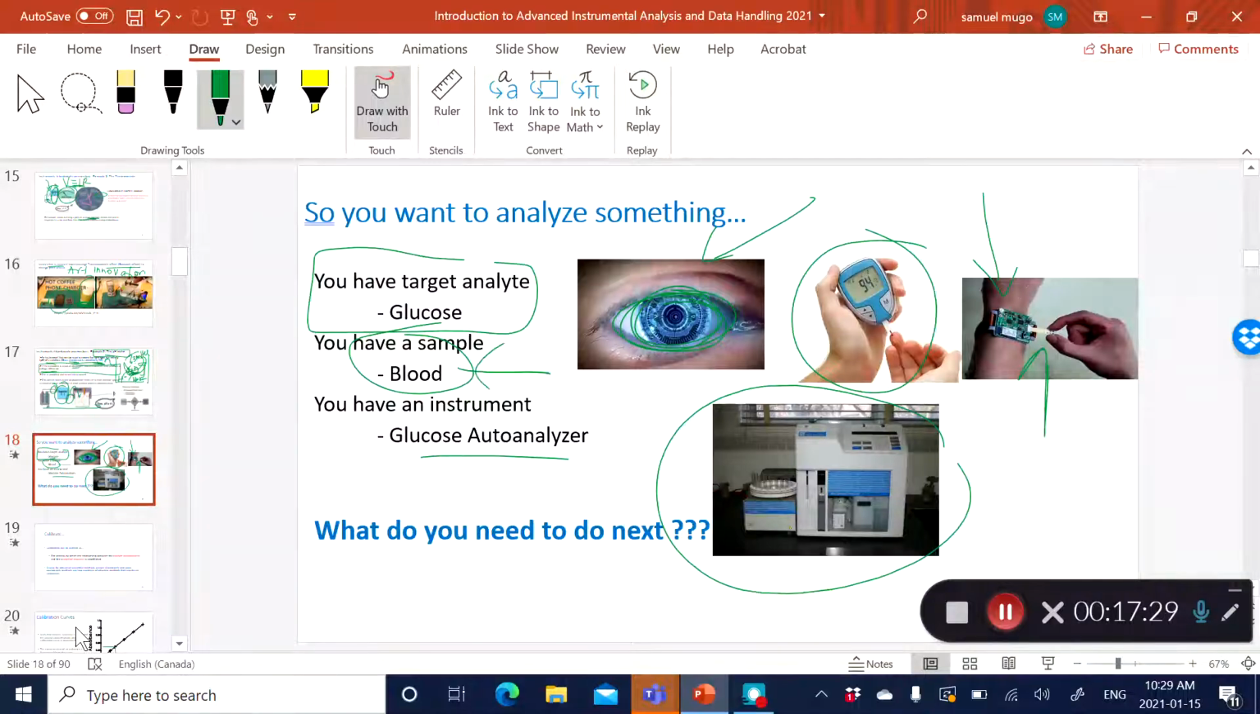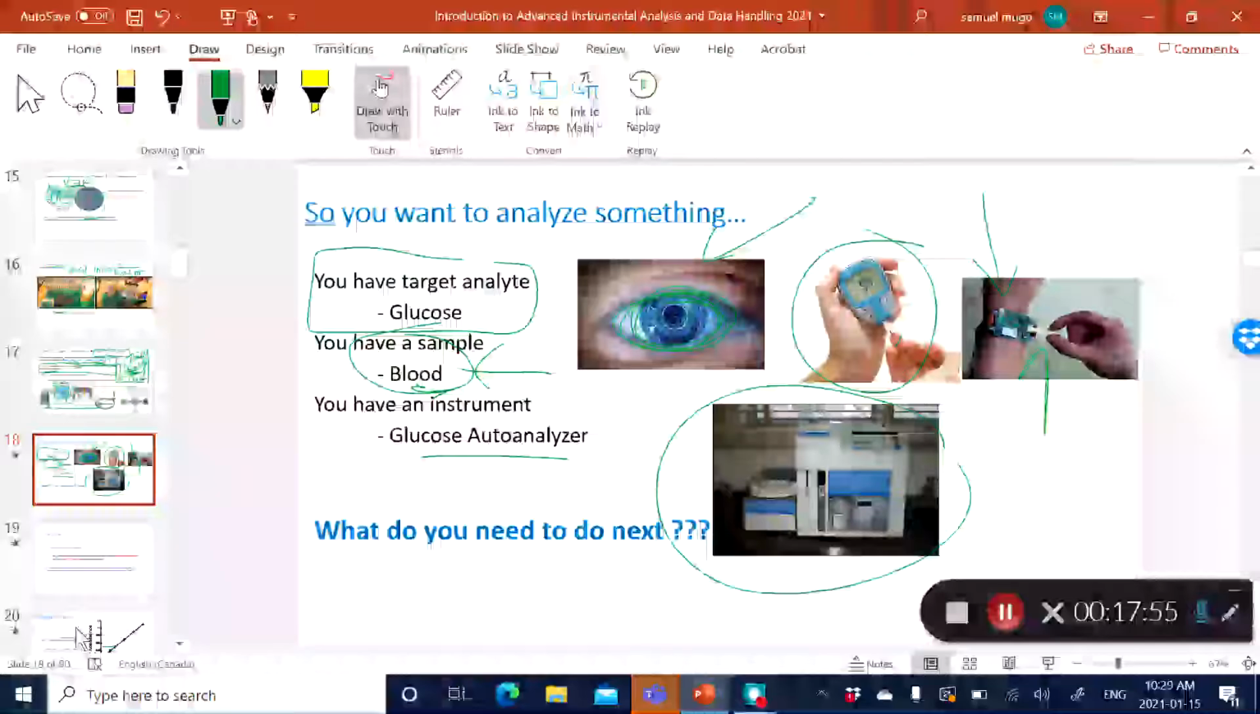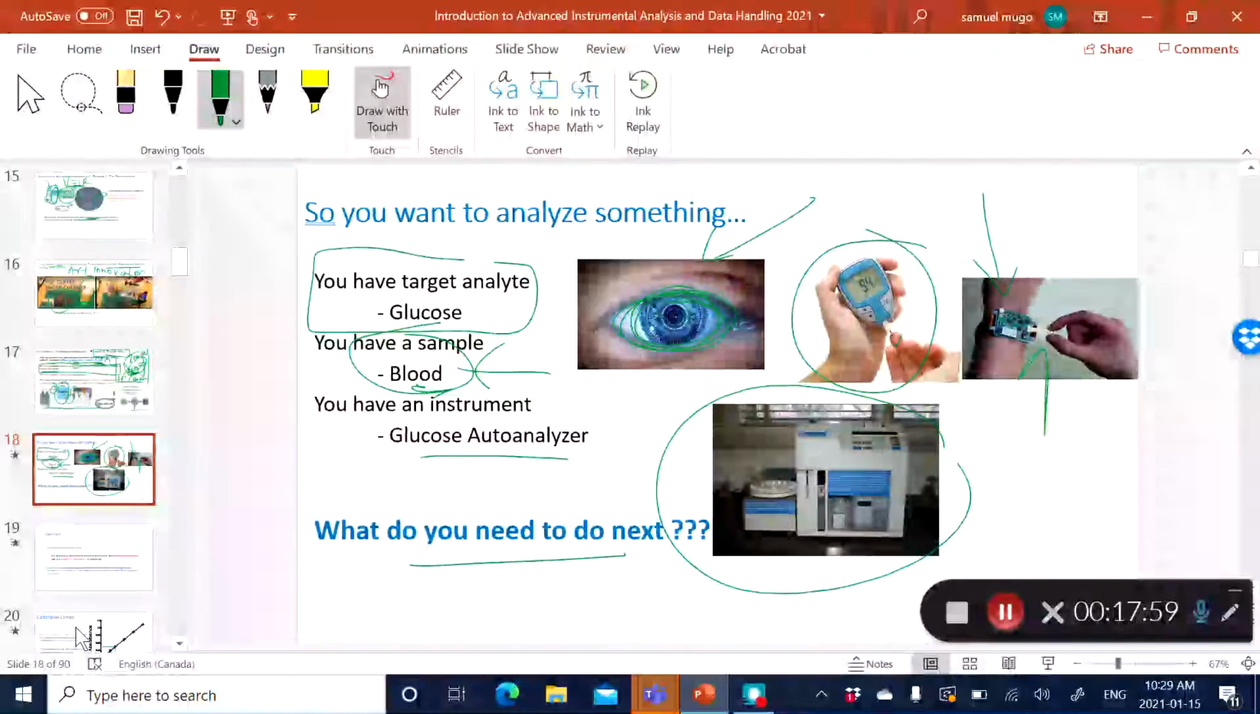Instead of people using the very invasive types of samples such as blood, very uncomfortable to keep pricking your skin to analyze for glucose, people use non-invasive types of samples of biological fluids, such as tears, such as sweat, and so forth. But then assume now you've got these instruments that you have designed. What do you do next?